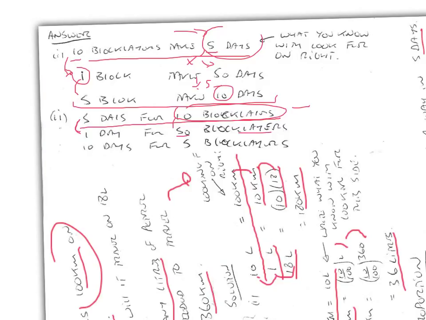And therefore for 10 days we multiply that by 10, so we must divide 50 by 10. It will take 5 block layers to build the wall in 10 days.